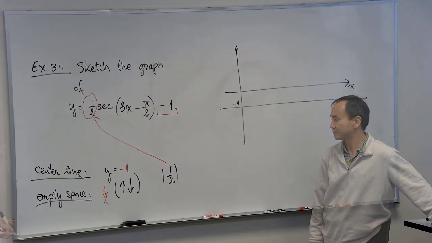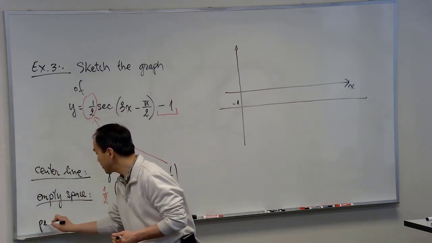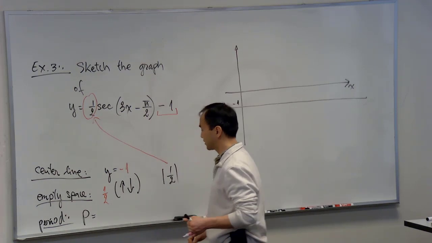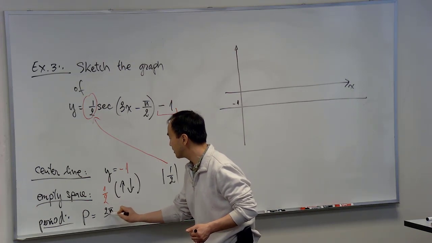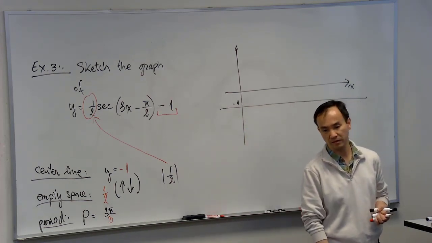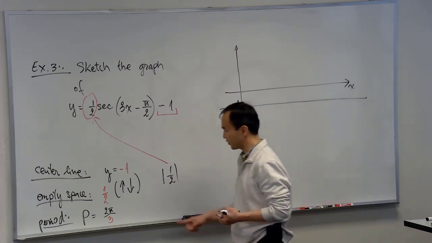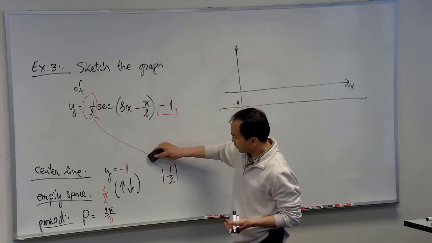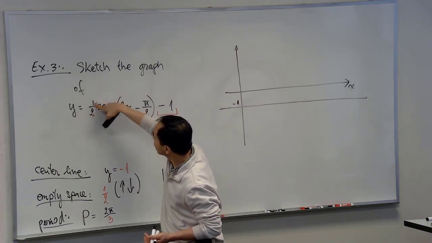And then the period. So the period for your secant function, in this case, I'm seeing that as 2 pi over 3. That's the period for this particular function. So how do I know that? Hold on to your note taking right here. I want you guys to follow my explanation, and then you'll have time to take your notes.